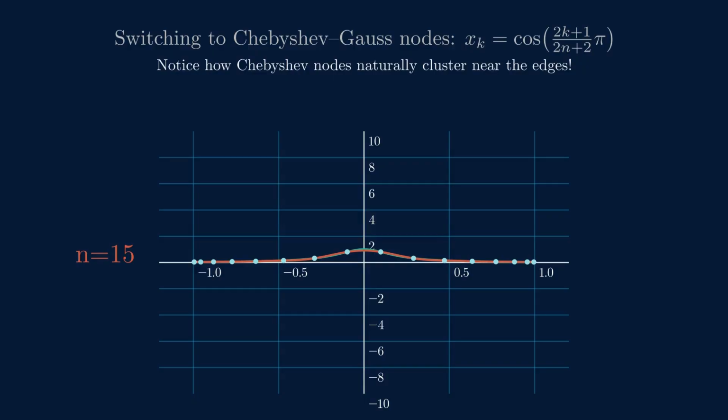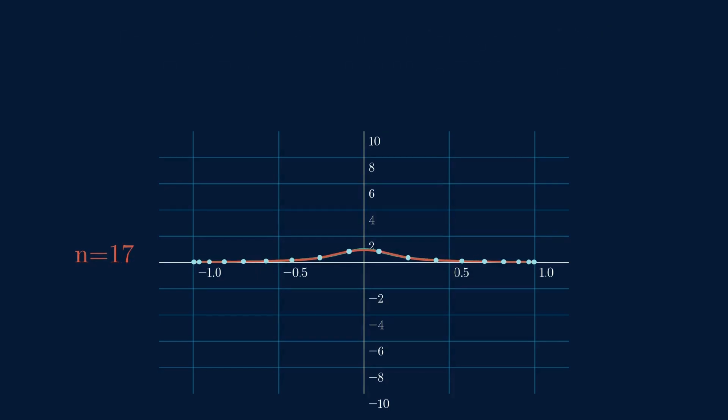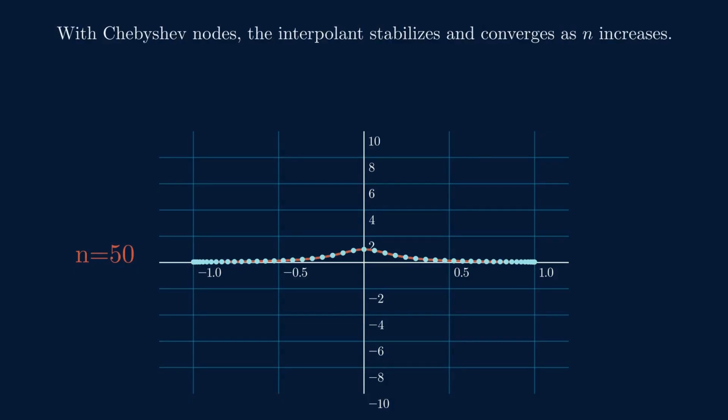Hold the Chebyshev layout and now vary the degree. As n increases, the interpolant operator remains well conditioned. The Lebesgue constant grows on the order of log n, so endpoint oscillations do not amplify. With Chebyshev nodes, the interpolant stabilizes and converges as n increases.